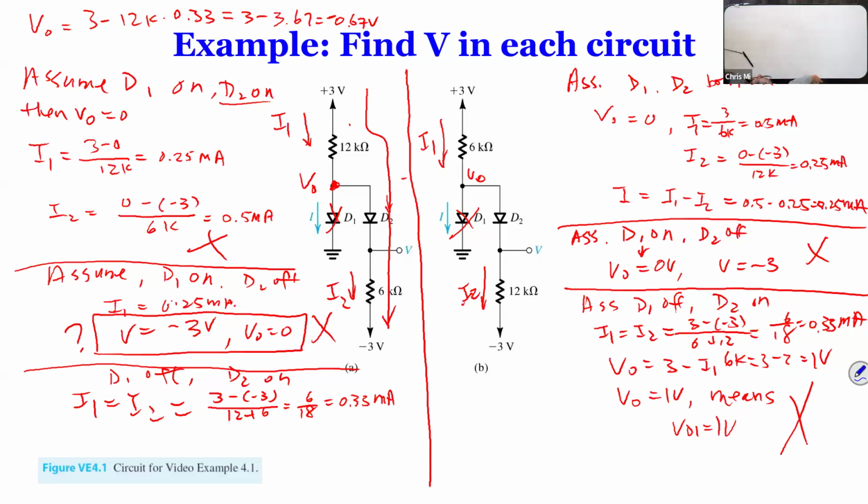Yeah, go ahead. So if D1 is allowing current, is that just going to be like a big short? It's a short circuit, yeah. To ground? Yeah. And then there would be nothing else on the right side? Right, that's correct. Okay.